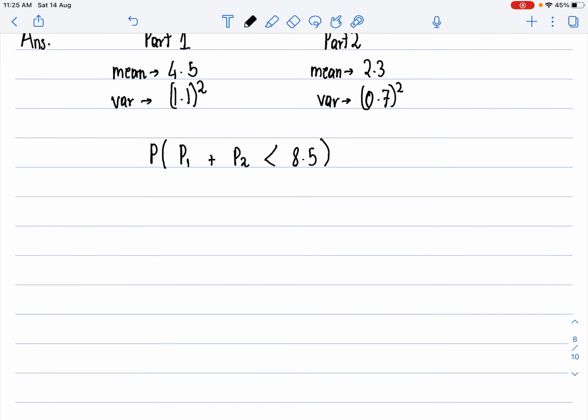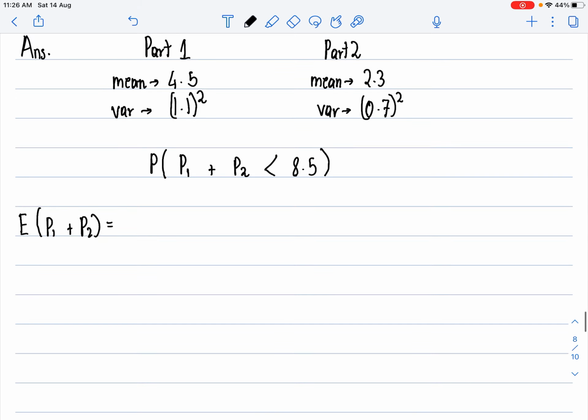Now, you need to know how we calculate the probability. Please note the steps, it's important. First, you calculate the mean and the variance. So you calculate the mean of P1 plus P2. Basically, when you get all the variables to one side, you calculate the combined mean of that. So the mean of P1 is 4.5 plus the mean of P2 is 2.3. So 4.5 plus 2.3 is 6.8.